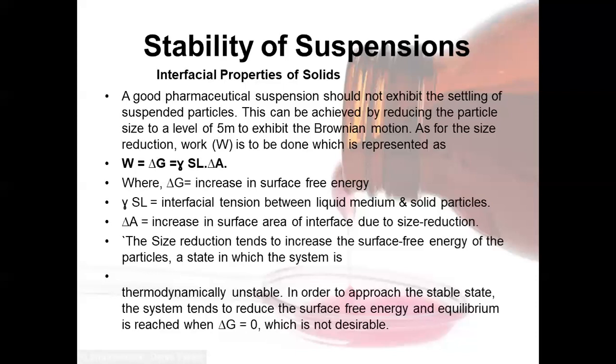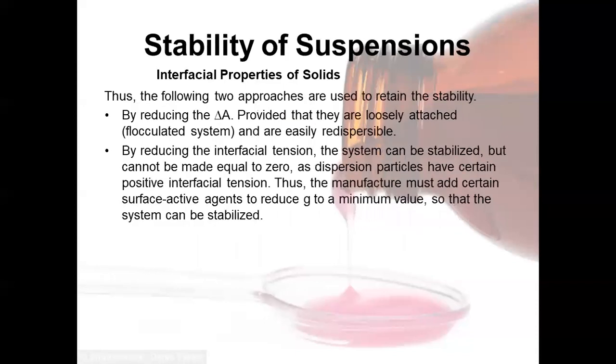And when electrolytes, polymers, and surfactants, or flocculating agents, are added to the small particles in that unstable state, then light fluffy conglomerates are formed. That system is called a flocculated system. Thus, the following two approaches are used to retain the stability: by reducing ΔA, or by reducing the interfacial tension. I have already told you this previously.